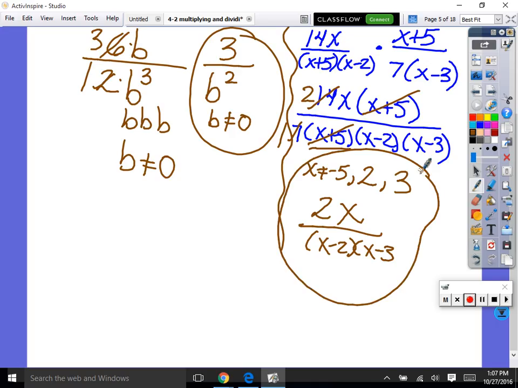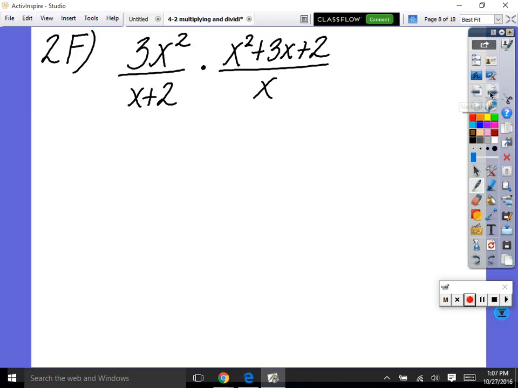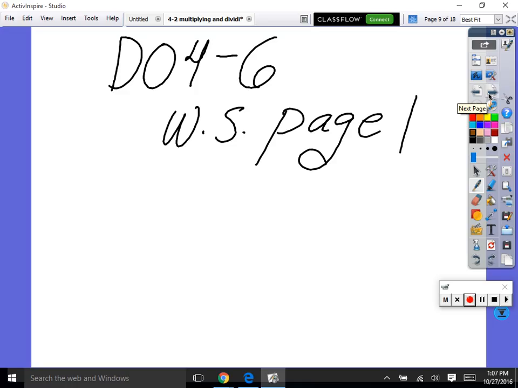Everybody feeling good? Ready to practice on your own? Okay, I'll give you a while. If you guys are good, I'm good with you. So do 4 through 6 on your homework worksheet. Let's get these as much done as possible in class. So on your worksheet, do 4 through 6 on page 1. You guys are understanding, so I'm not going to keep teaching. I want you to practice.